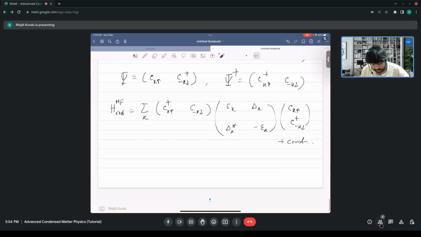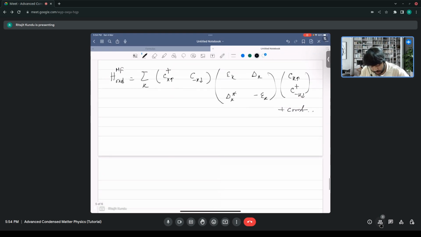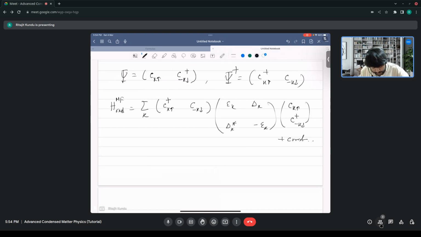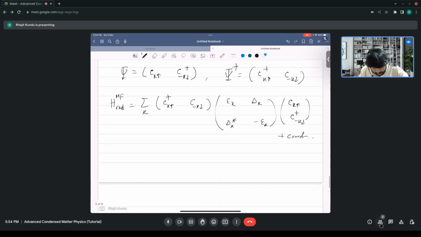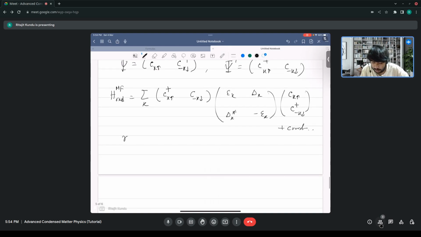So now I can write a diagonal Hamiltonian, right? For that, let me use something like this. Gamma. I'll call our diagonal creation and annihilation operators gamma. The gamma will be something like this, or let me write it as this: C k up and C minus k down dagger. So I'm trying to write a very general unitary transformation that will diagonalize any 2×2 Hamiltonian.